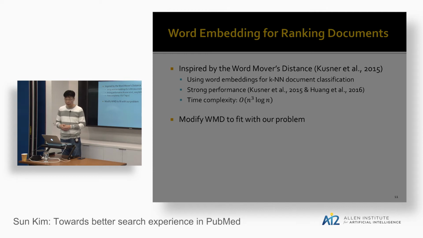So now the question is how we rank documents using word embeddings. For this, we utilize the word mover's distance proposed by Kusner et al. In their study, word mover's distance was defined as a semantic similarity measure, and k-nearest neighbor was used to classify documents. In Kusner's and Huang's papers, word mover's distance showed very strong performance. But the time complexity is a bit expensive for PubMed search. The complexity is n to the power of 3, which is quite expensive. So for this reason, we want to modify word mover's distance for PubMed search.